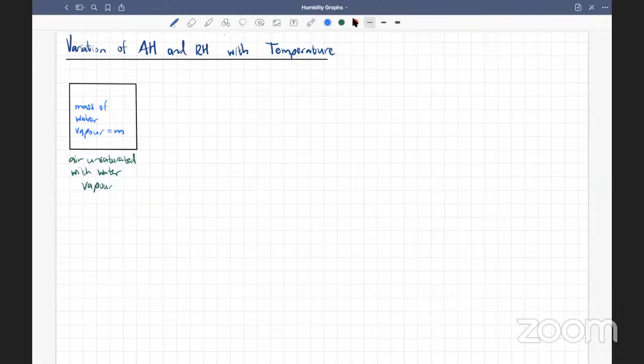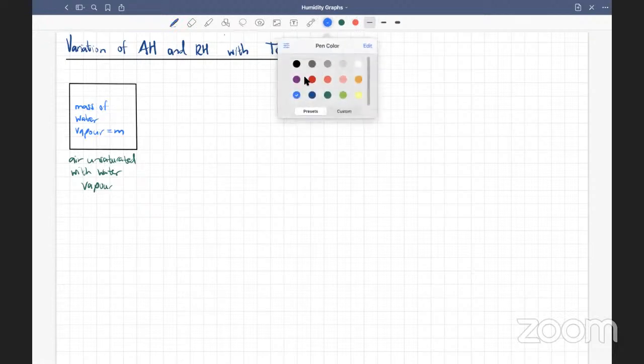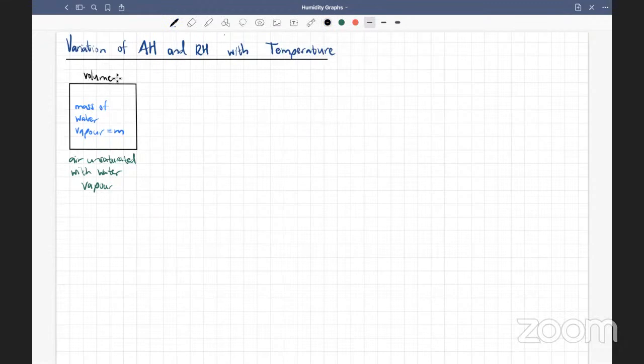Now, what can you say about RH of this system, people? Relative humidity. Now, the volume of this system is going to be fixed. Let's say it's V. It's not going to change. It's a chamber of fixed volume, right? What can we say about the relative humidity of the system? It's going to be less than 100, isn't it? Why? It is unsaturated.